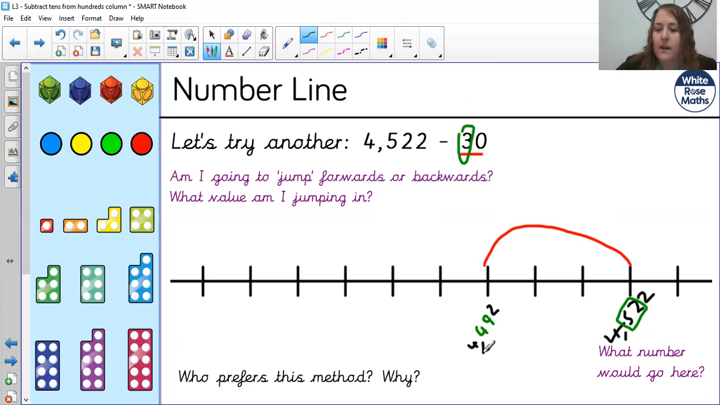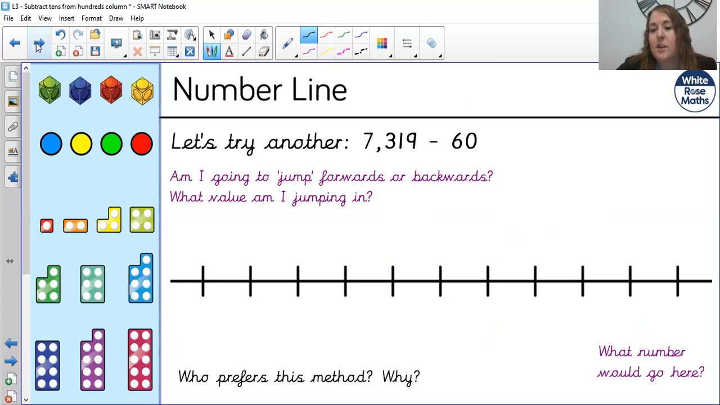Hopefully lots of you will find that one simpler today. And you don't actually need to do that on the number line, but it does help us to visualize it. Let's see if we can do that again with the next question. We have 7,319 and we're taking away 60.